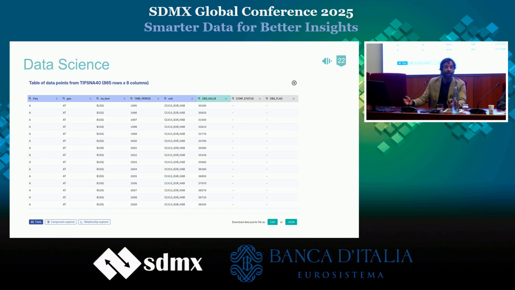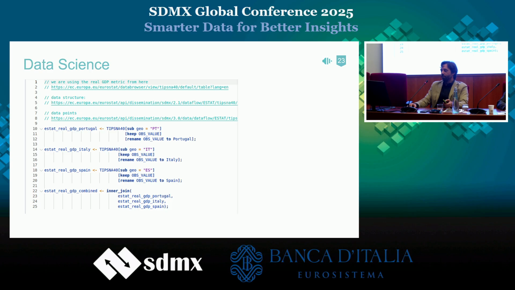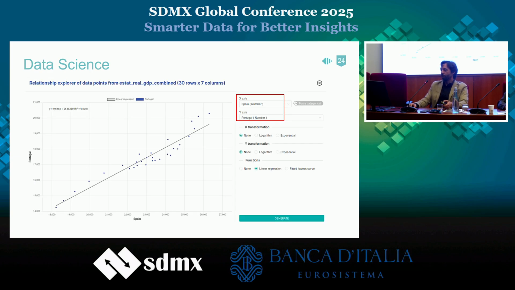It's very easy. I love SDMX. I love that it can be integrated with VTL, of course. And, with 4 simple lines of VTL, we can, from the data, understand that, for example, the real GDP of Portugal and Spain are very deeply correlated. So you have an R squared of more than 0.9 in this case.